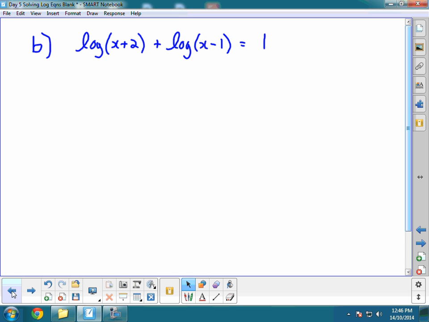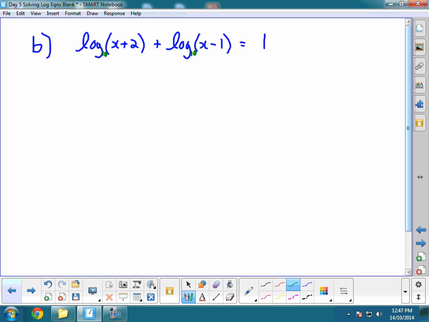So in B, we've got log of x plus 2, and then log of x minus 1, and it equals 1. So the first thing you're going to notice is we're dealing with log. It just says log. What's the base when we just see log? Well, that's understood to be the common log, base 10. So remember, there's a little base 10 here and a base 10 here, even though it's not written.